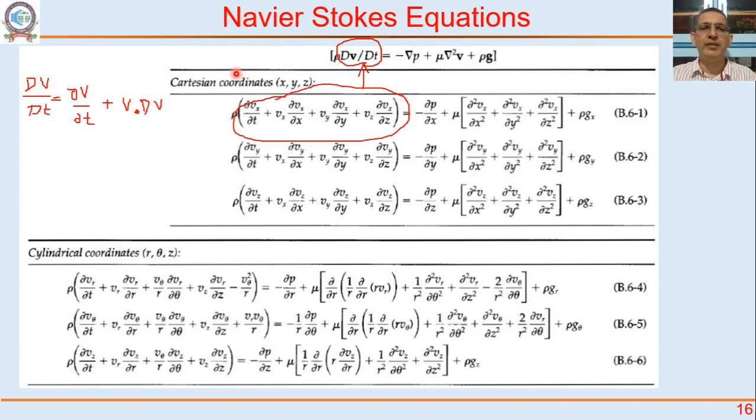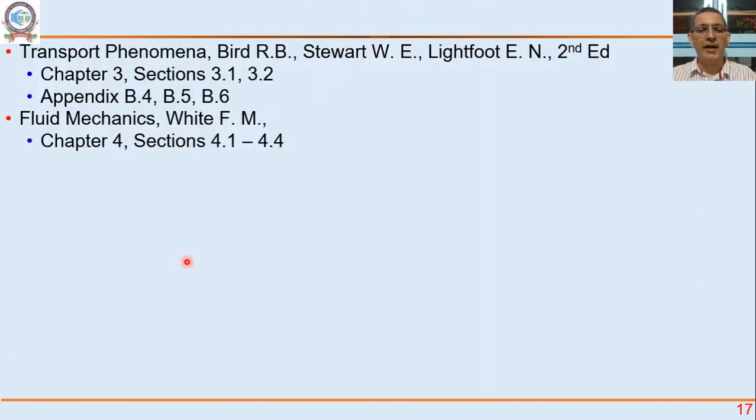So just to give you, these are the Navier-Stokes equation in Cartesian coordinate system, cylindrical coordinate system, and we'll start using all of them in the next lecture. What we have done so far is from the Transport Phenomena book, Bird, Stewart and Lightfoot, second edition. We are doing chapter 3, sections 3.1 and 3.2. Appendix B4, B5, B6 gives you those equations. And if you like, from White's book, we are on chapter 4, sections 4.1 to 4.4. That's what we have done in this lecture.